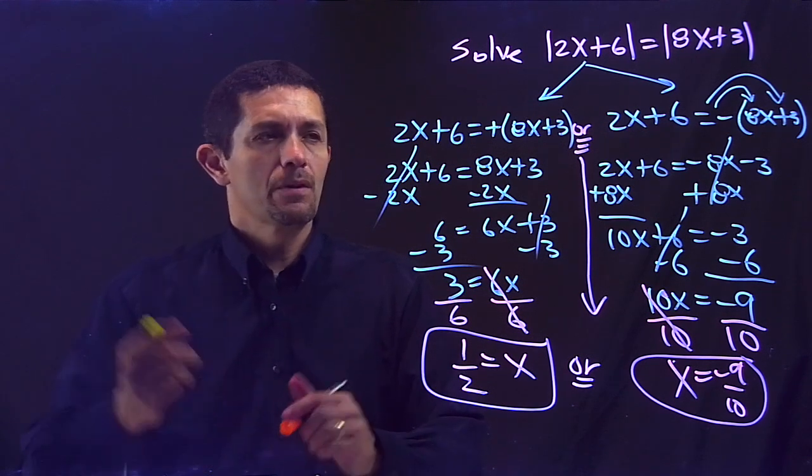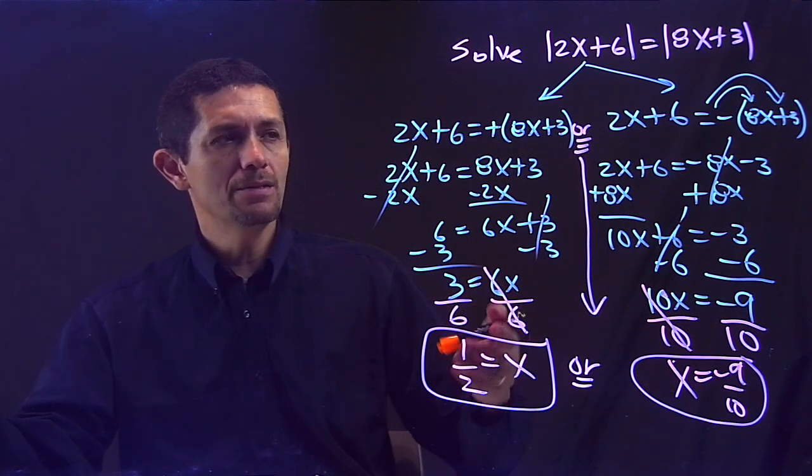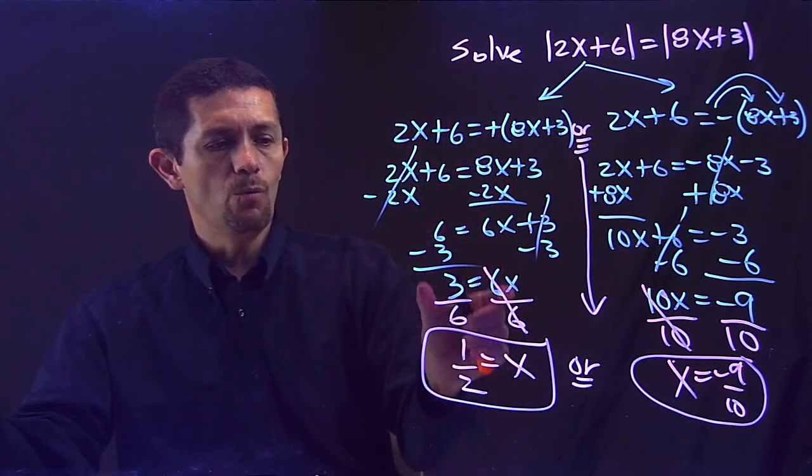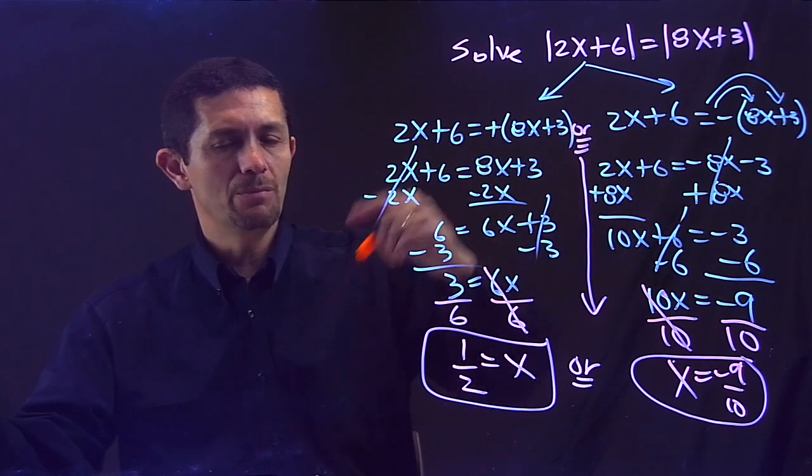Very important: an absolute value equation will always have two answers. A common mistake is that people will do only one, the positive one. They always forget about the negative part. So keep that in mind.